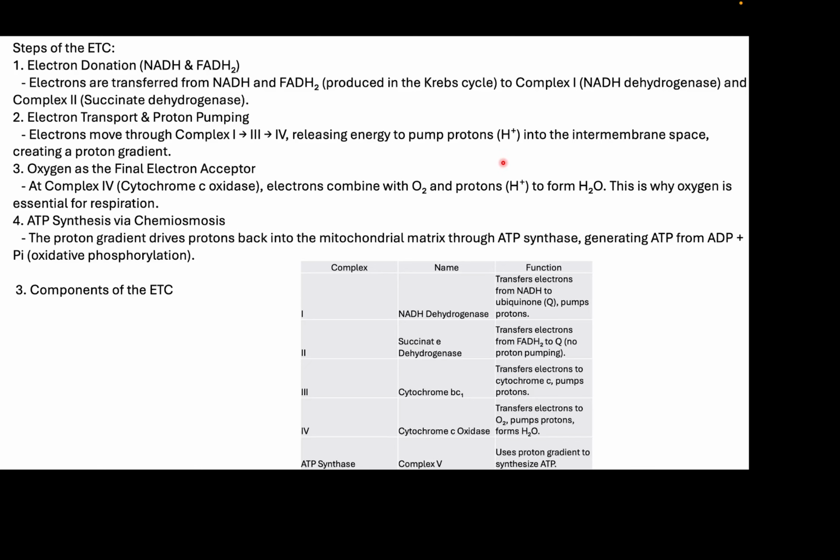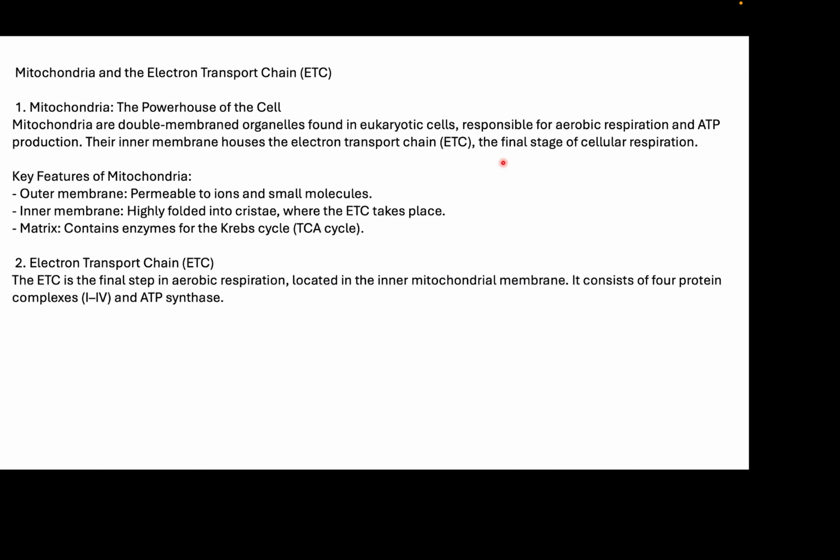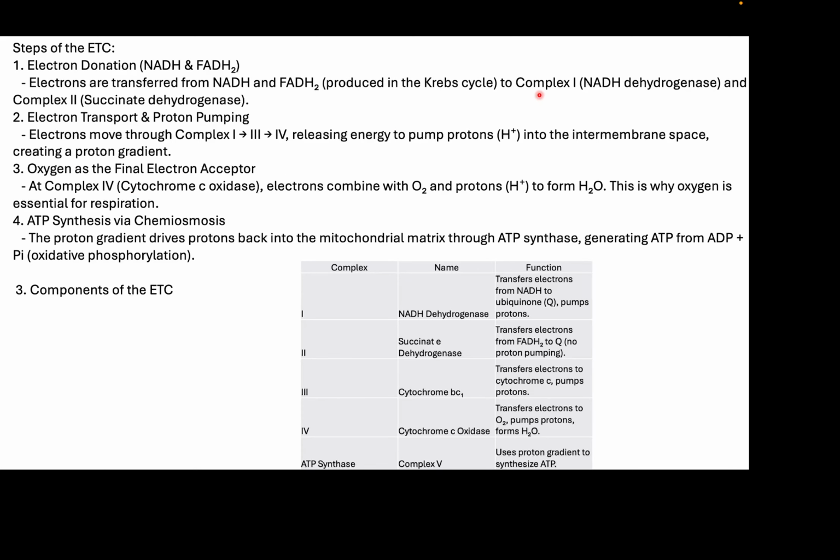It was pumped into the space between the two membranes. Remember that the mitochondria is a double membrane structure, right? So in between these two spaces, protons are present. But imagine now the protons are too many in this space. Due to the concentration gradient, these protons would like to come inside the matrix again, right?